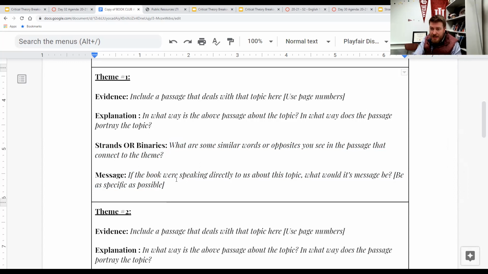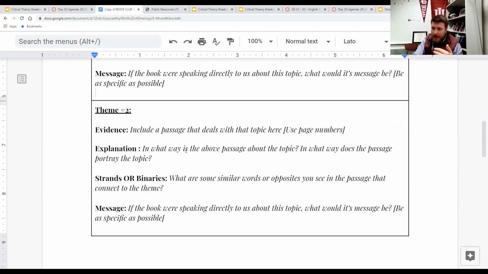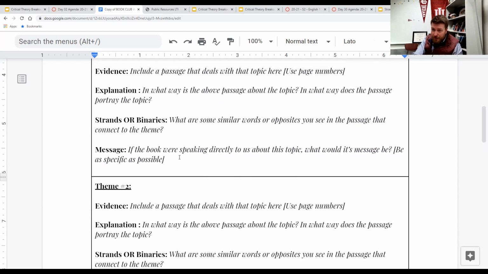What do you think if the book were speaking directly to us about that topic? Let's say the topic is war. What is the book trying to say about war then? What would the message be? And again, using some of those details before, you might be able to get a sense of what is the kind of tone the author has about that topic? What kind of attitude do they seem to be expressing about it? That can give us some clues about what kind of message you may want to paraphrase.